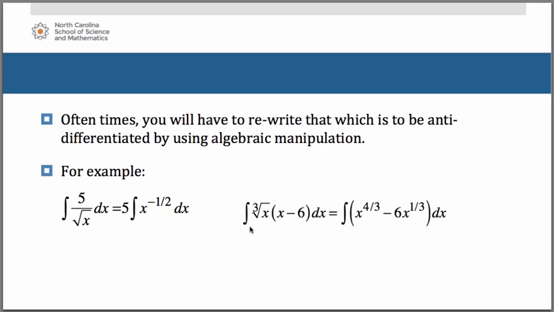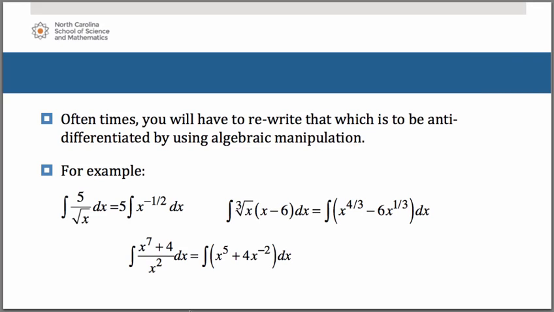Similarly, if we wanted the antiderivative of cube root of x times the quantity x minus 6 dx, we're going to think of the cube root of x as x to the 1/3 and distribute it over that quantity. And we arrive at x to the 4/3 minus 6x to the 1/3. Once again, you then apply the power rule for integration.